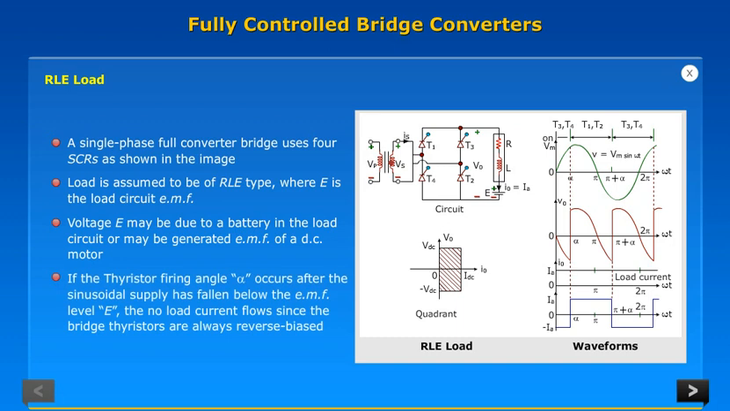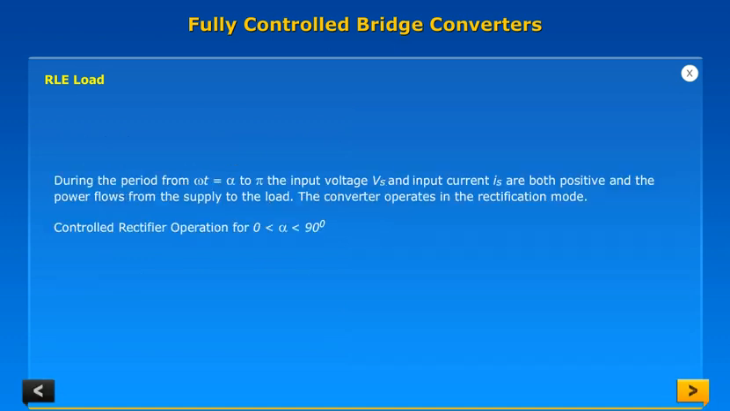If the thyristor firing angle α occurs after the sinusoidal supply has fallen below the EMF level E, no load current flows since the bridge thyristors are always reverse biased. During the period from ωt = α to π, the input voltage Vs and input current Is are both positive and the power flows from the supply to the load.